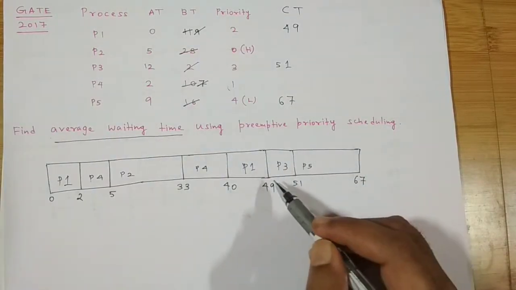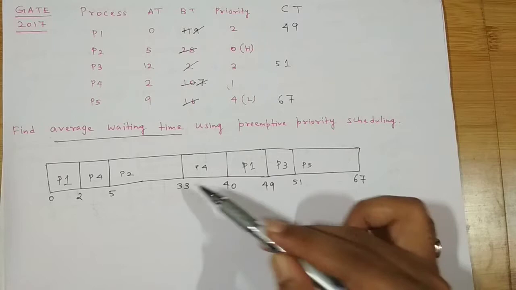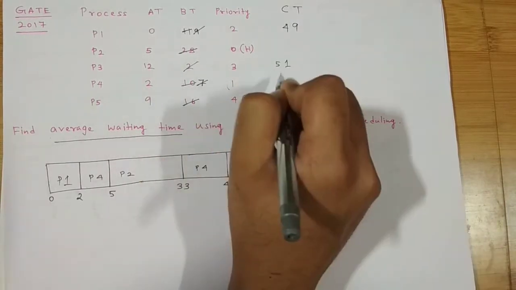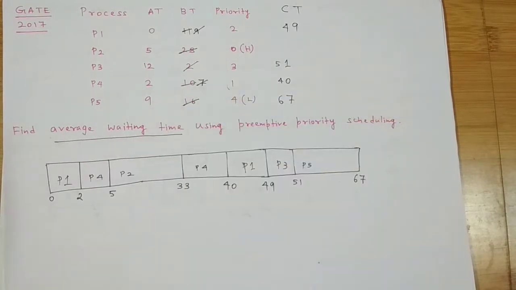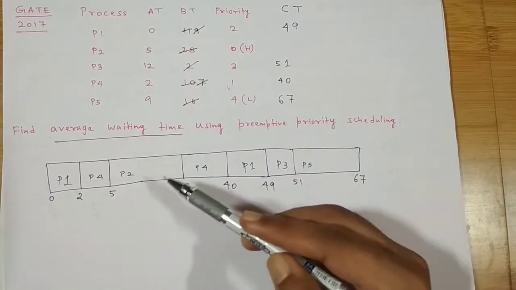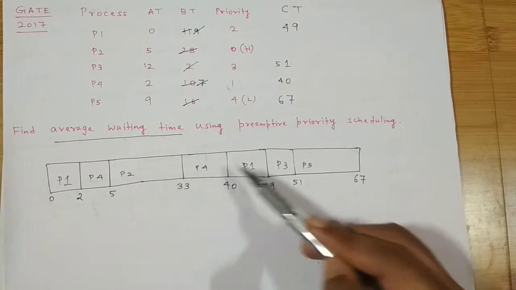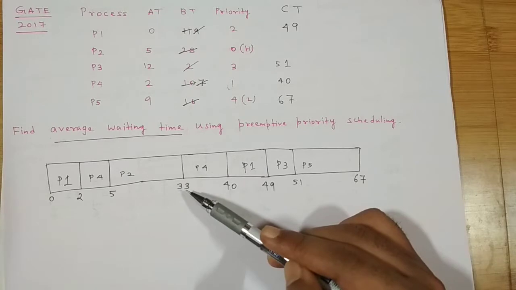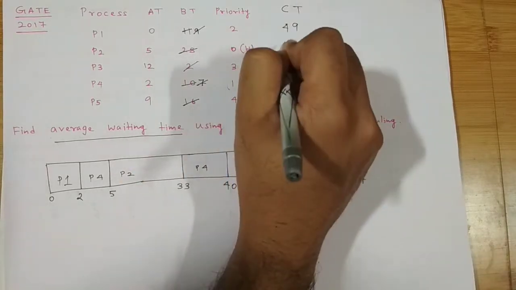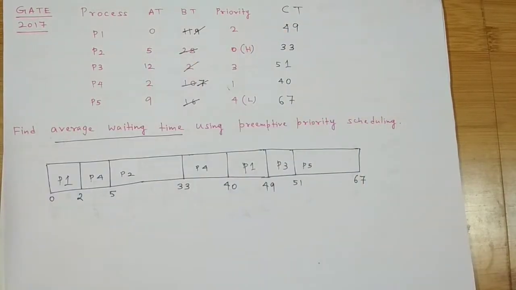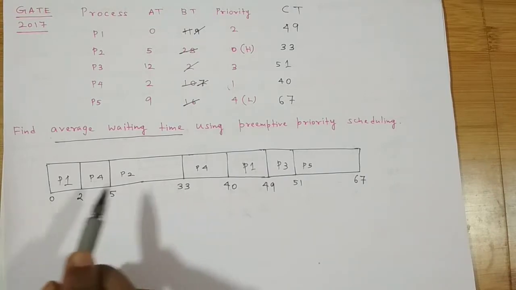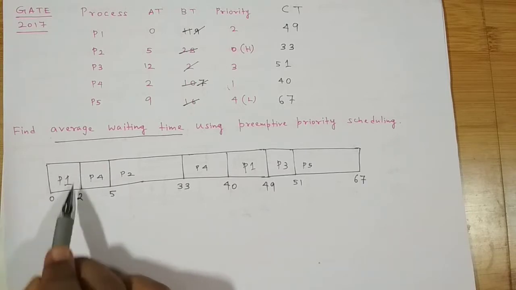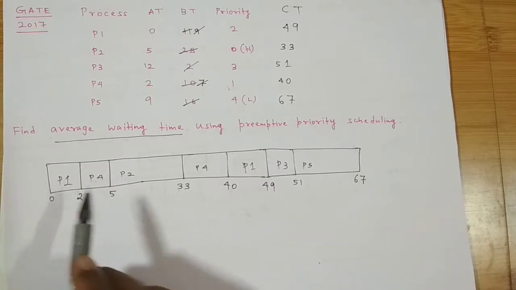Next, we encounter P4 for the first time. Its time slot is getting over at the 40th unit of time. So P4 has a completion time of 40. And we encounter P2 for the first time. We haven't seen P2 before, and its time slot is getting over at the 33rd unit of time. So its completion time is 33. And now we encounter P4, but we have already seen P4 once, so we'll ignore this. We encounter P1 a second time, so we'll ignore it.